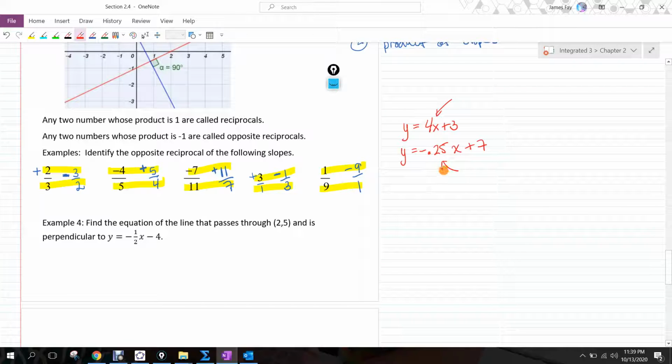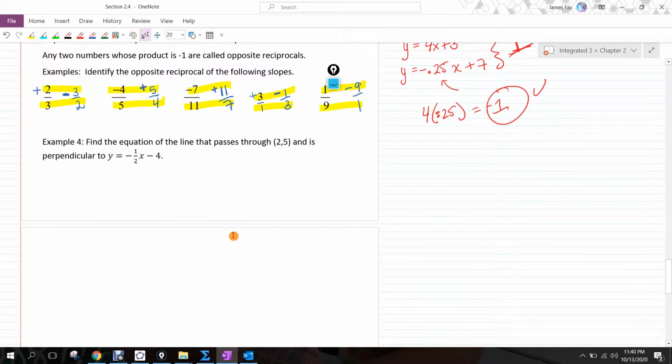opposite sign reciprocals. So in this case, it might make more sense to take the 4, multiply it by the 0.25, and see that I get negative 1. This is a negative 0.25. And notice I get a negative 1, and that then tells me, yes, these two were perpendicular. From geometry, you should know that that upside down T, capital T, is the symbol for perpendicular.